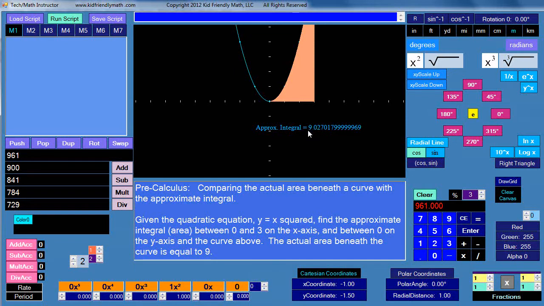Alright, so we're approximating the area. The approximate integral is 9.02, but the actual integral is this. When you have an integral, you evaluate the integral and it gives you the area. But I'll show you that in a future lesson where we'll actually calculate the integral and evaluate it.